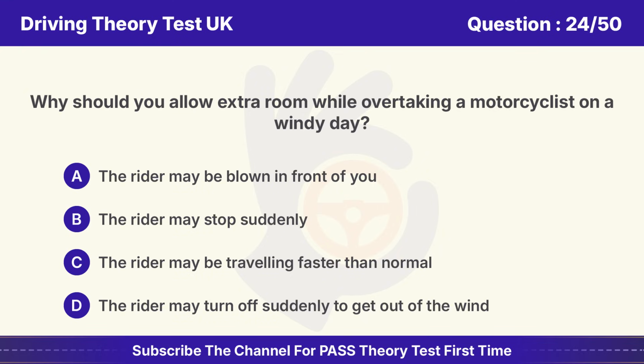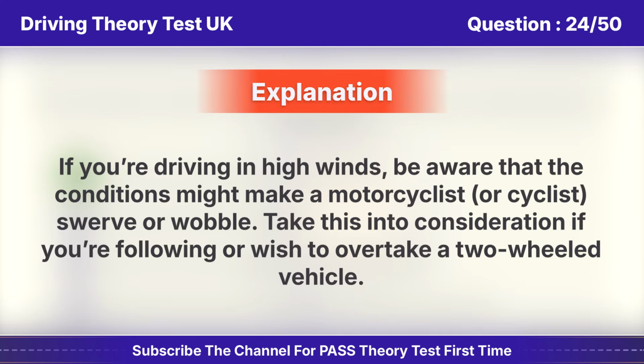Question 24. Why should you allow extra room while overtaking a motorcyclist on a windy day? Answer is A. The rider may be blown in front of you. If you're driving in high winds, be aware that the conditions might make a motorcyclist, or cyclist, swerve or wobble. Take this into consideration if you're following or wish to overtake a two-wheeled vehicle.